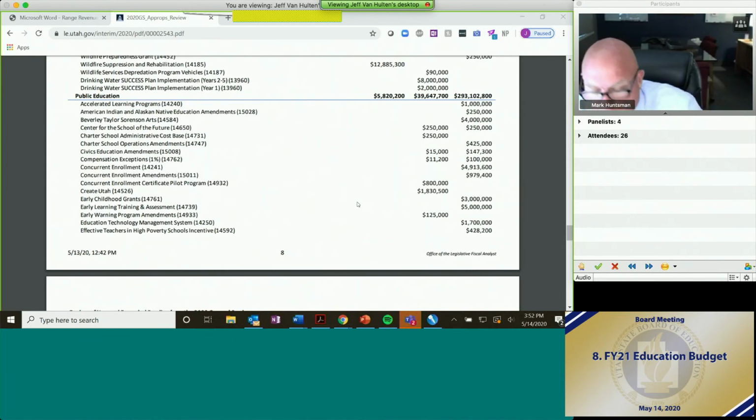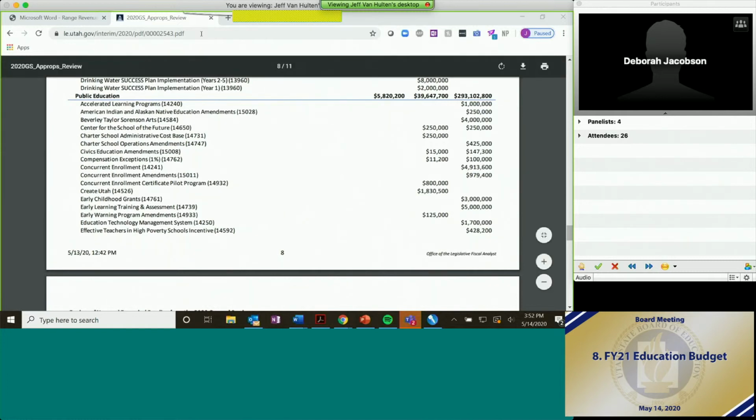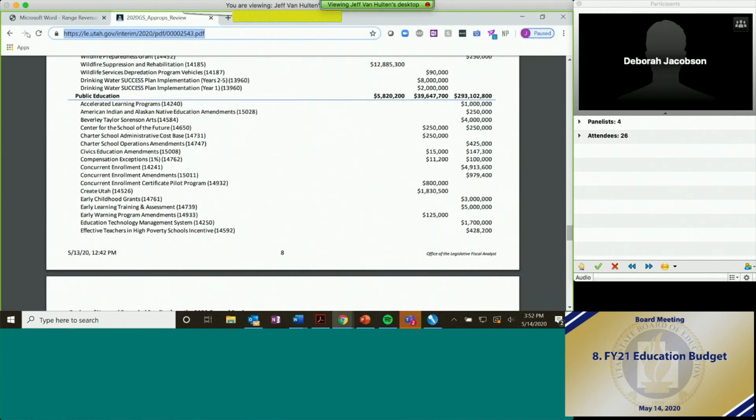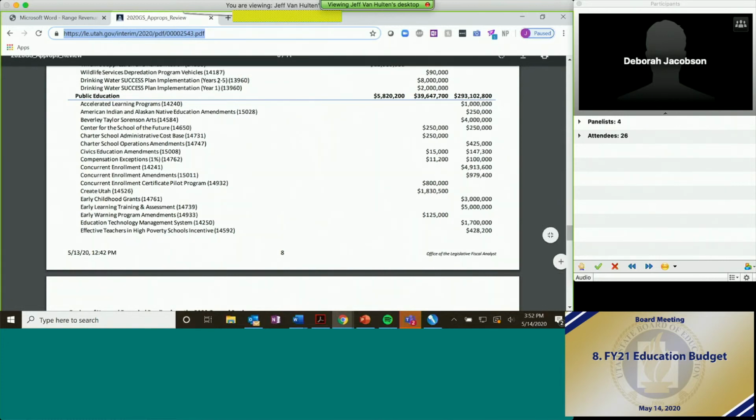Deborah, do you see anything coming from the LFAs at all between now and Thursday that might help us steer the ship on the magnitude of the cuts that are going to be required? We really haven't. It's really all still very raw and preliminary at this point. Okay.